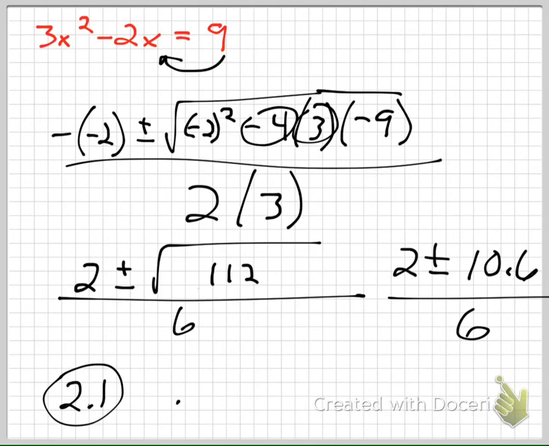Negative what? Negative 1.4. How many of you got that? 2.1 and negative 1.4. Does it make sense? Okay. Your homework.